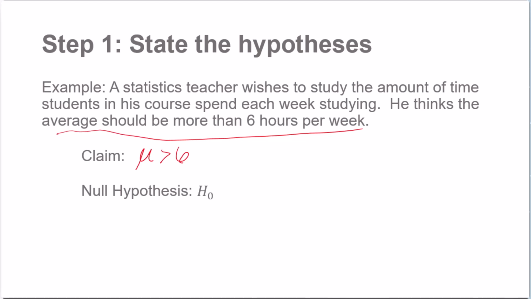Now, the null hypothesis is going to be a statement of equality, something where there's no difference, no change. In this case, the null hypothesis would be that the mean is just equal to 6.